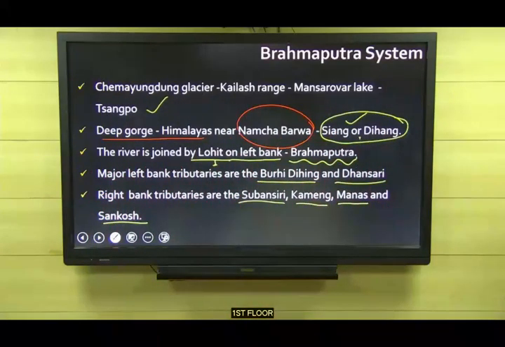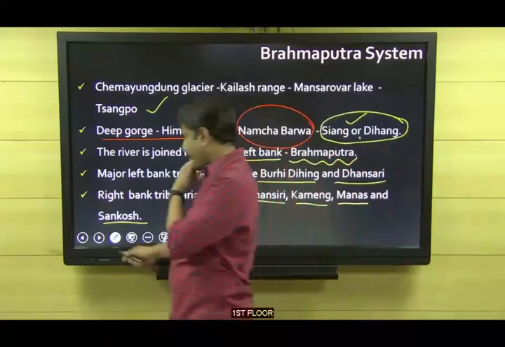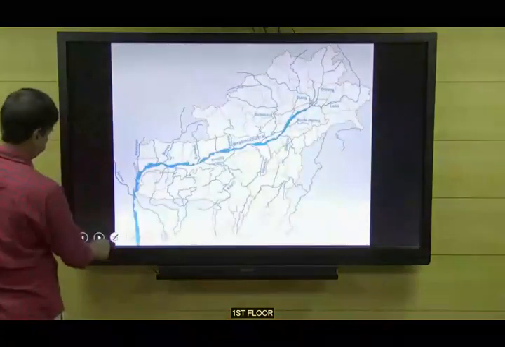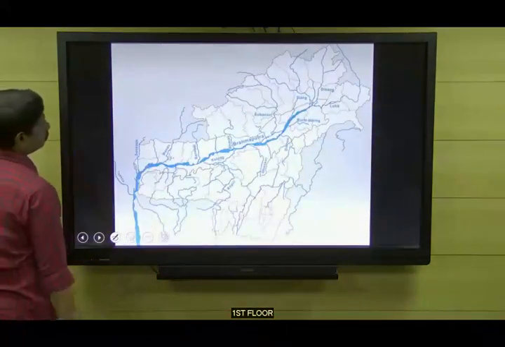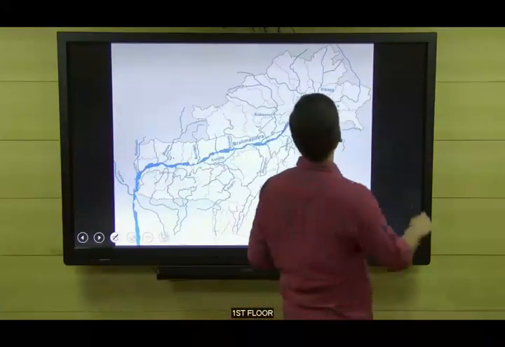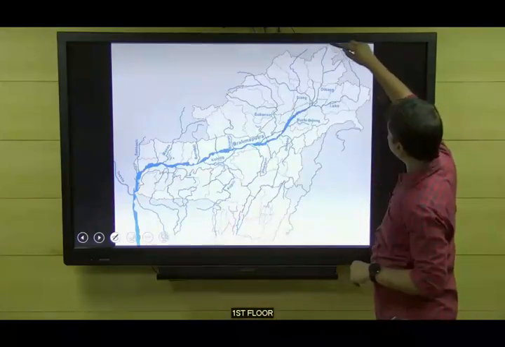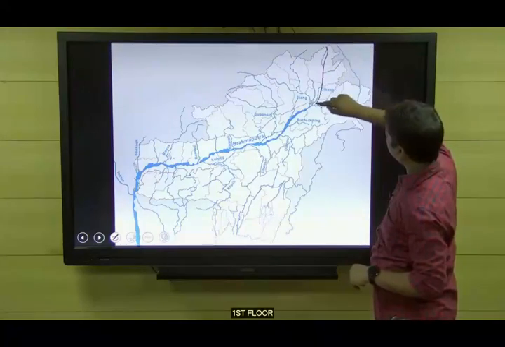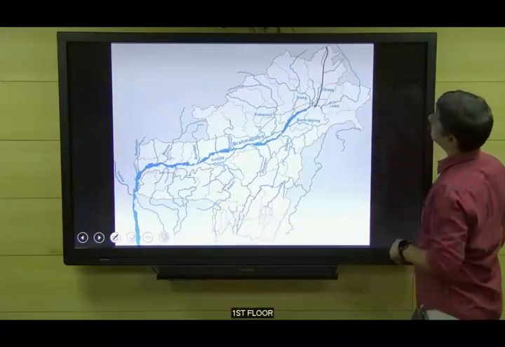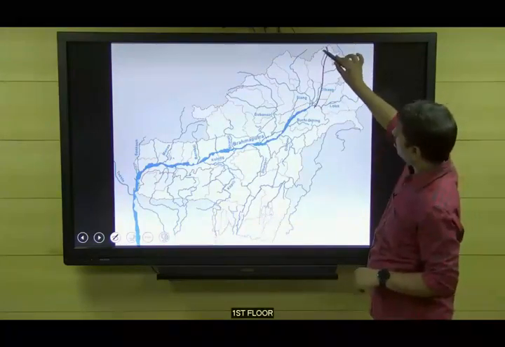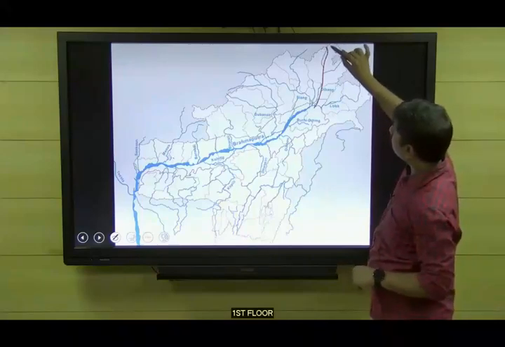Okay, I will show the map. It will be clear if I show the map. Okay, we will check it in the map. So this is the actual Brahmaputra river which is coming. Only up to Arunachal Pradesh the map is showing.